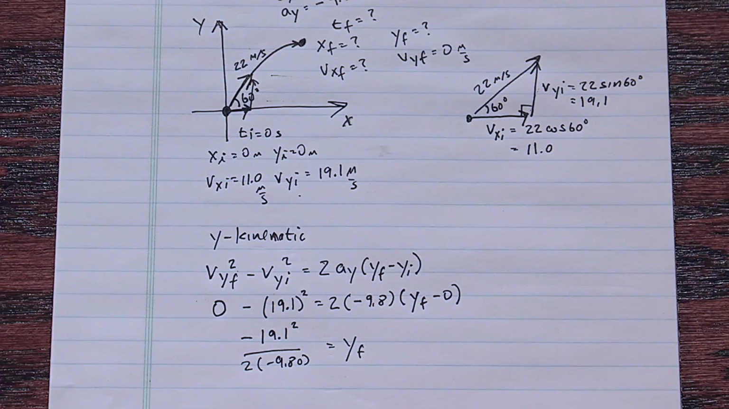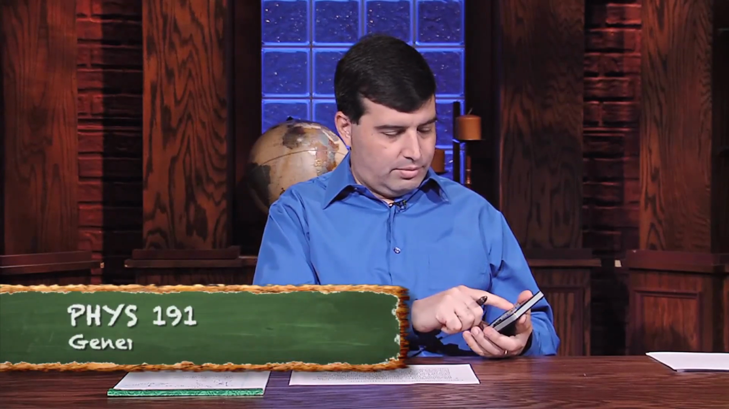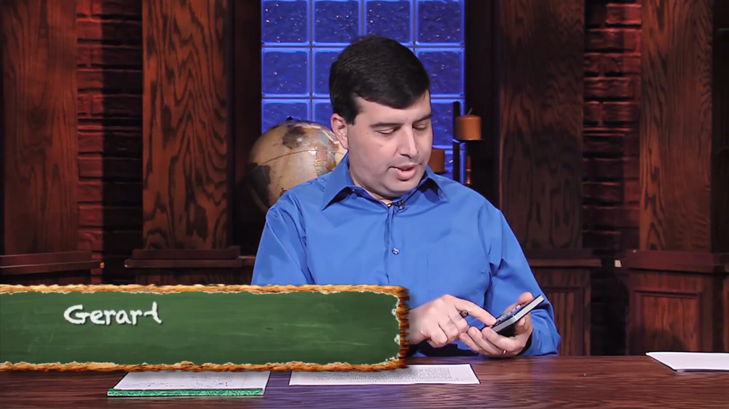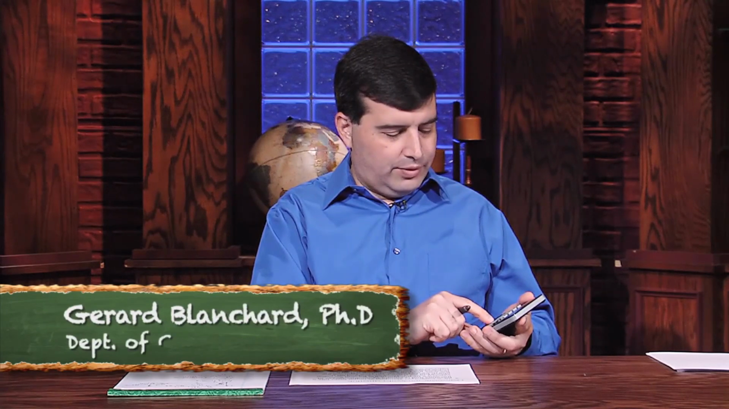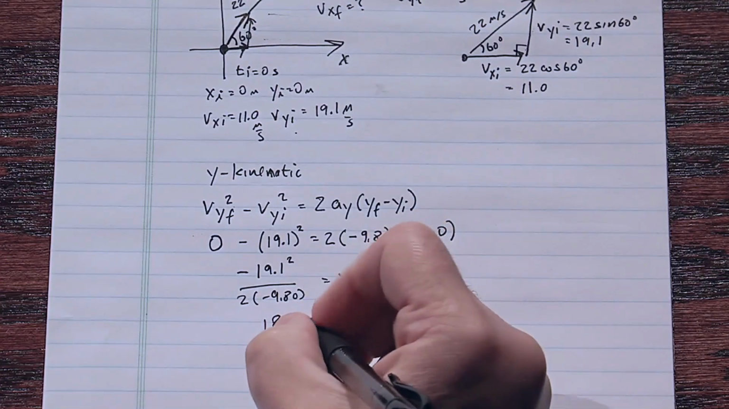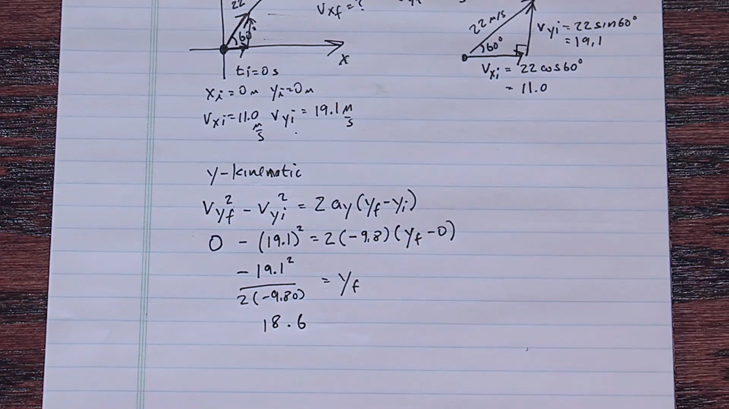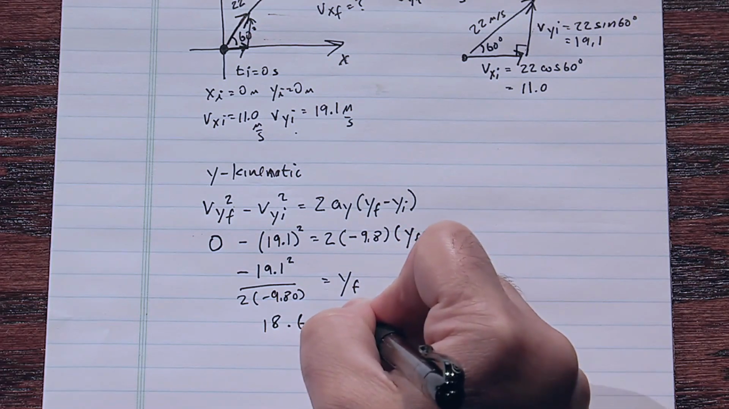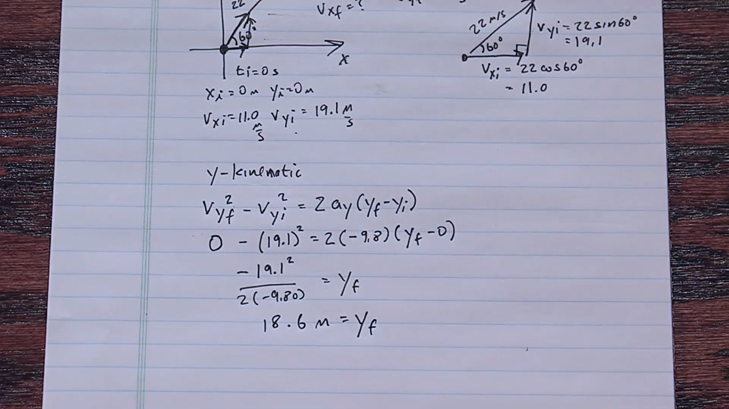And that is negative 19.1 squared divided by 2 times negative 9.8. And that is y final is equal to 18.6. And we know that we're dealing with our basic metric units for y, which would be meters. 18.6 meters is y final, and that is how high the ball rises.